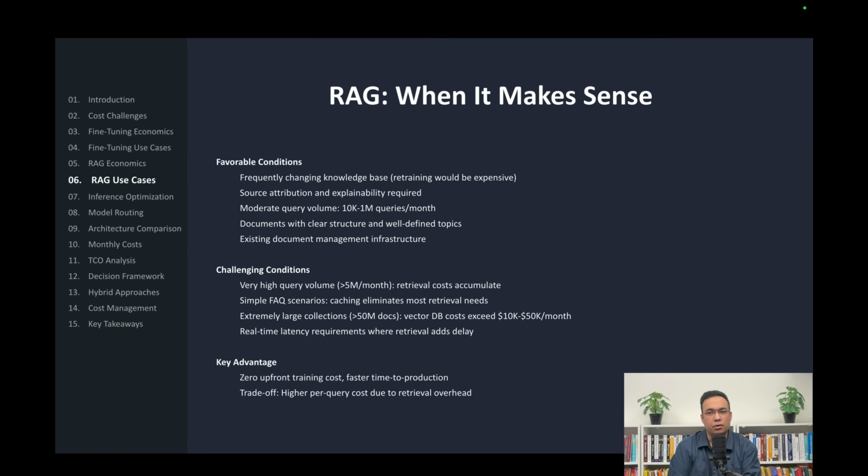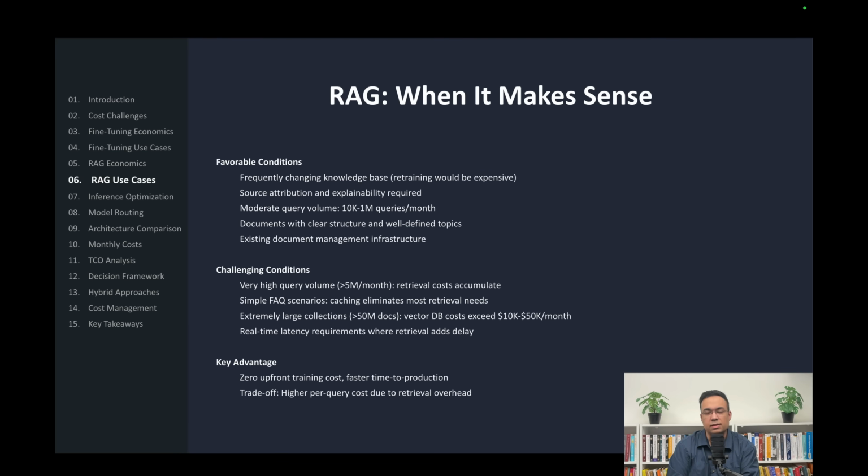First is very high query volume, exceeding let's say 5 million queries per month. At this scale, retrieval costs accumulate to the point where alternative architectures become much more cost effective. Number two is simple FAQ scenarios where caching can actually eliminate most retrieval needs.